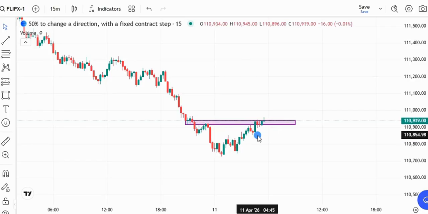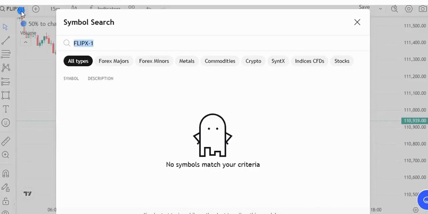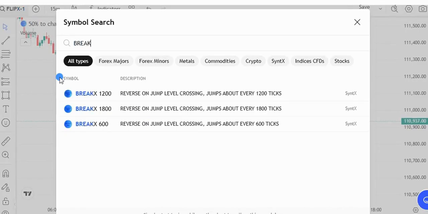Flip X1. But for now, no bearish setups, so we just have to leave Flip X1 and see whatever it does as the day goes by. So let's go to the next one, which is Break 600.